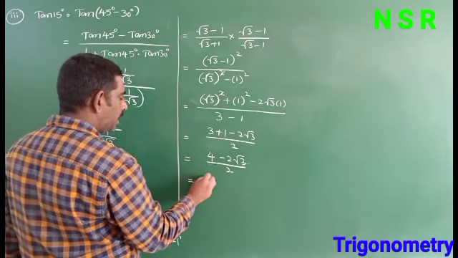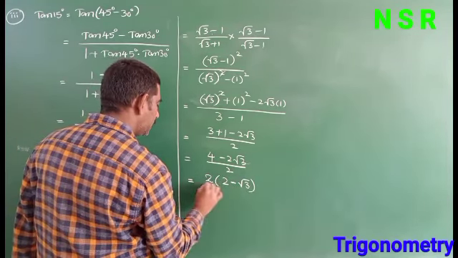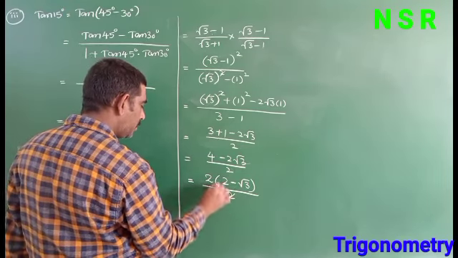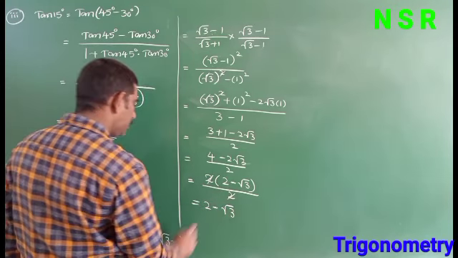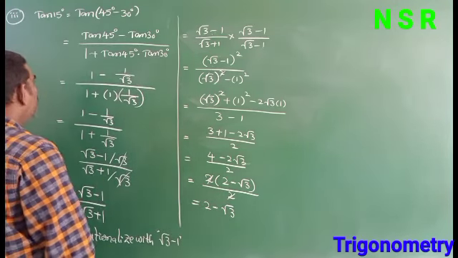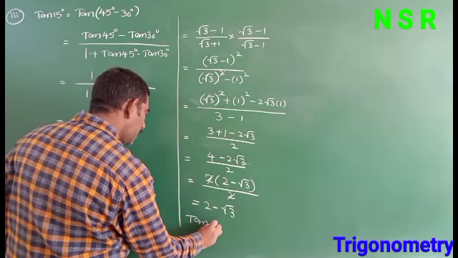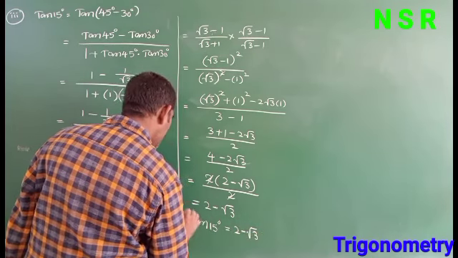So here in the numerator take 2 as common, we get 2 minus root 3. 2 twos are 4, again 2 into root 3 is 2 root 3, by 2. So the 2 gets cancelled, we get the value 2 minus root 3. So this is the value of tan 15. So the tan 15 value is equal to 2 minus root 3.